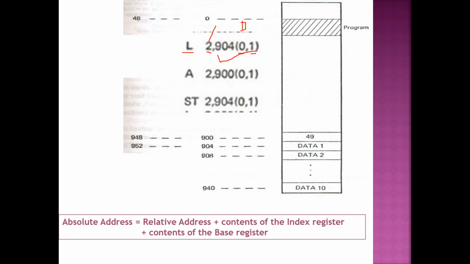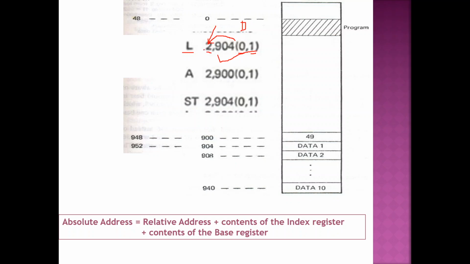So what are we doing here? We are going to have an opcode and two operands. L is your opcode. 2 is an operand. 904 of 0 comma 1 is the operand. This 904 of 0 comma 1 represents an address. Let us say 904, what is there? 904 has data 1, so some value is there. So what are we going to do? Load the contents of 904 to register 2.